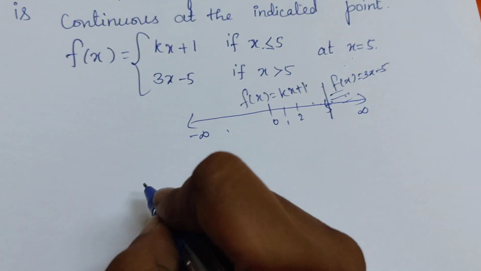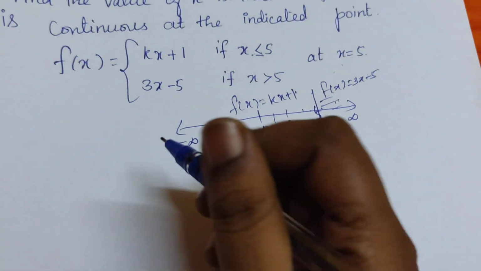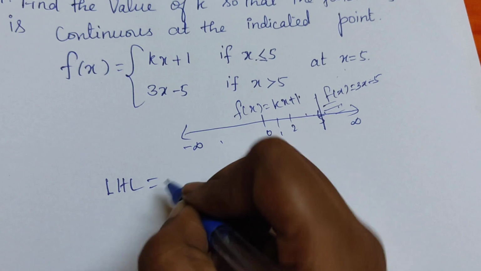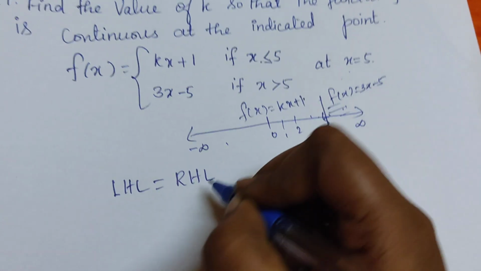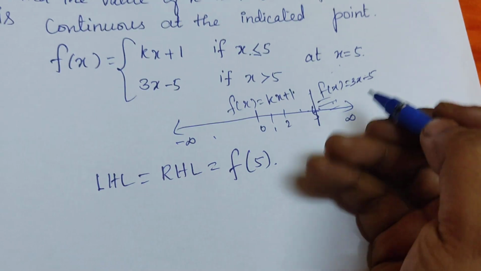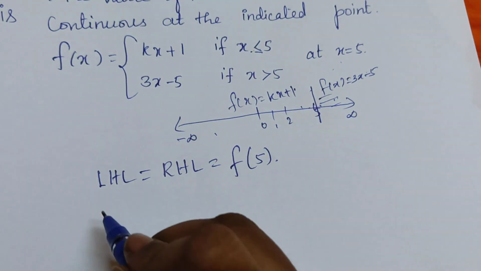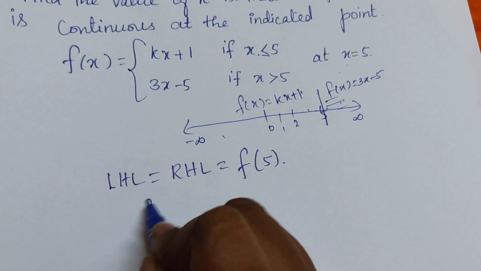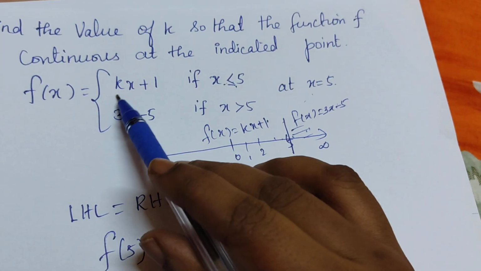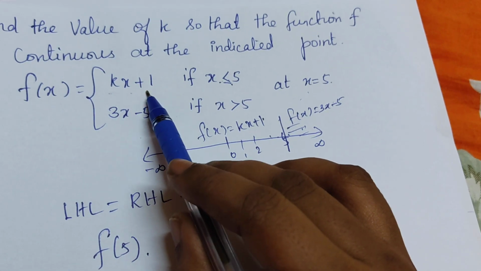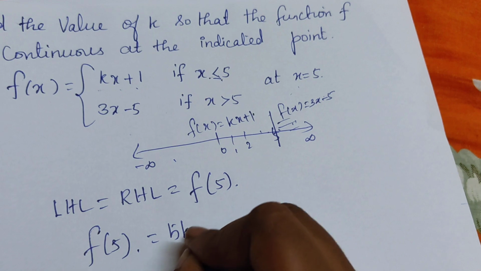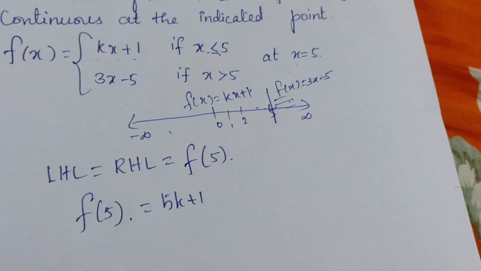So when the function is continuous at a given point, we have to say left hand limit equals the right hand limit equals the functional value at 5. Okay, so I have written like this. Now we will find the functional value f of 5. When the value of x is 5, we can take the function as kx plus 1. Here we will replace x with 5. So 5k plus 1. This is the functional value.